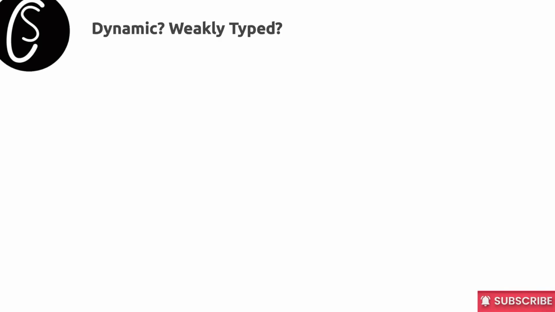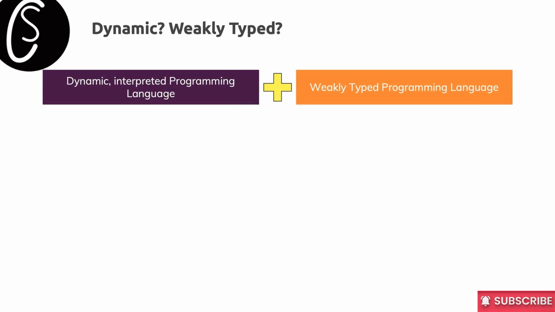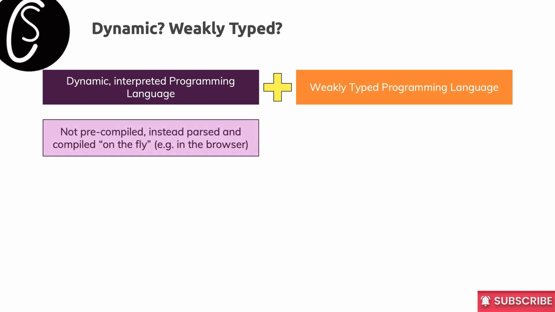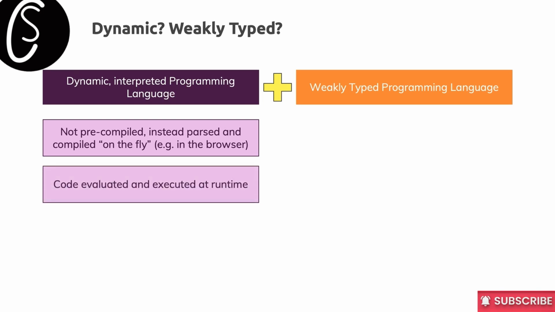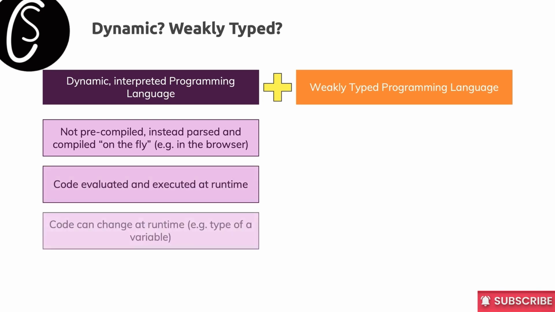JavaScript is a dynamic interpreted programming language, but it's also a weakly typed programming language. Now, what does this mean? For one, the dynamic interpreted part, as you learned, means that it's not pre-compiled. Other languages, like C++, are compiled during or after development, so before you share them with the end users. JavaScript is on-the-fly compiled. And that means that the code is evaluated and executed at runtime. It also means that the code can change at runtime.